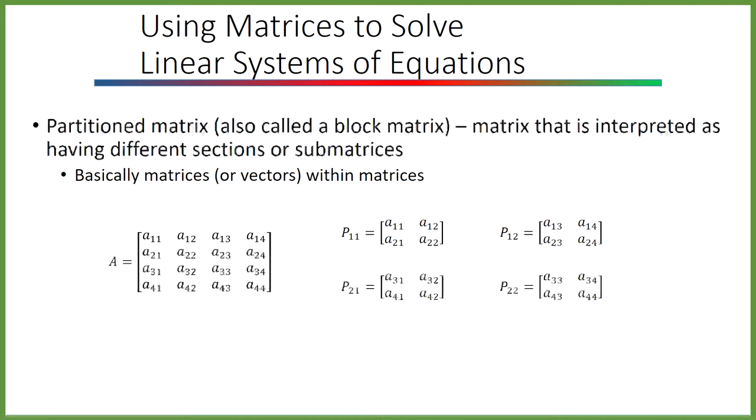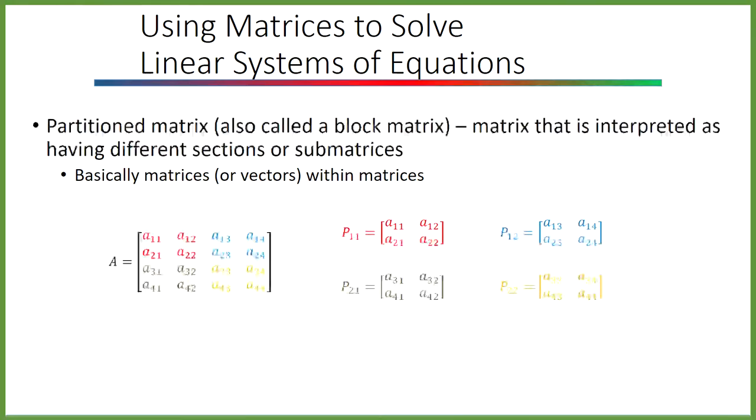Partitioned matrices, which are sometimes called block matrices, are matrices that are interpreted as having different sections or submatrices. Basically, you can think of them as matrices that are made up of other matrices or vectors. Consider, for instance, a standard 4x4 matrix with elements A11 to A44. If we wanted to, we could then define new matrices P11, P12, P21, and P22, where these new matrices are 2x2 matrices that are defined as containing the elements in the upper left, upper right, lower left, and lower right quadrants of A.